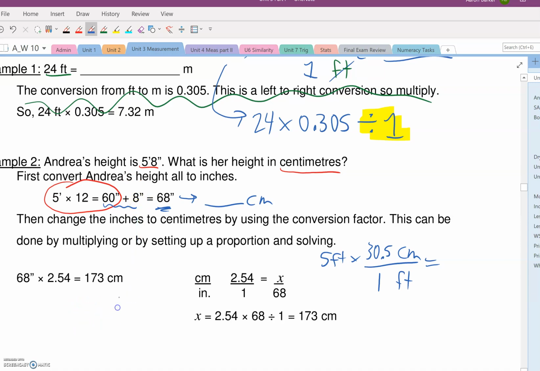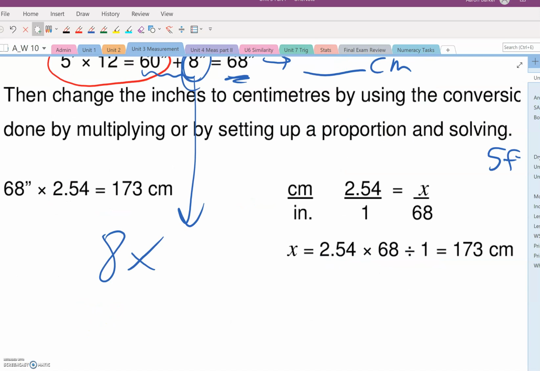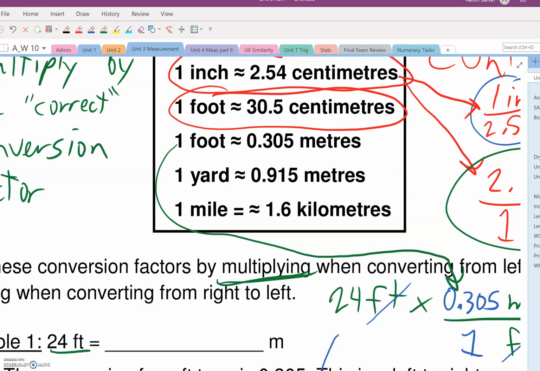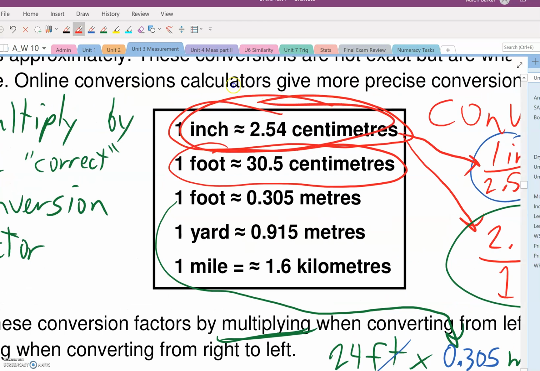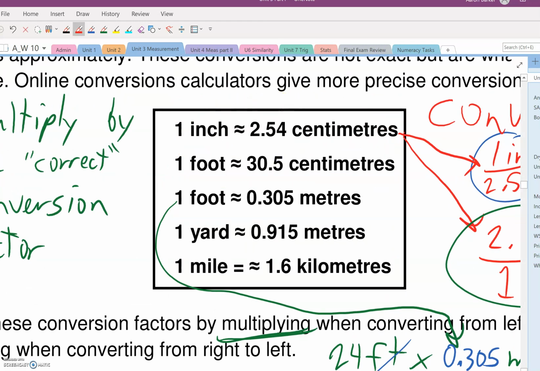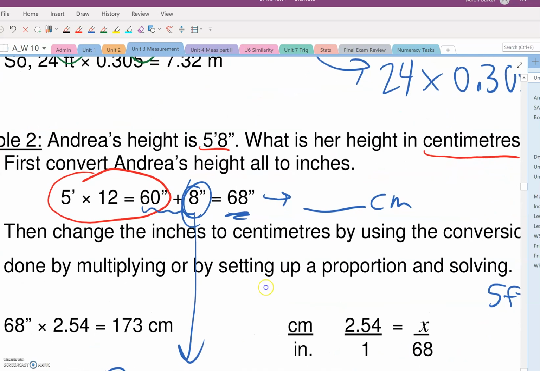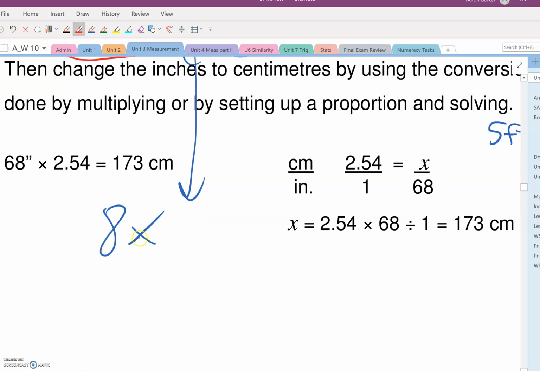So 8 times, now I gotta get my conversion factor, so I'm gonna look up top for that. There we go. My conversion factor for inches to centimeters is 2.54. So that's what we're gonna use. I'll go down here, times 8 inches times 2.54 centimeters over 1 inch. That's my conversion factor from the table.